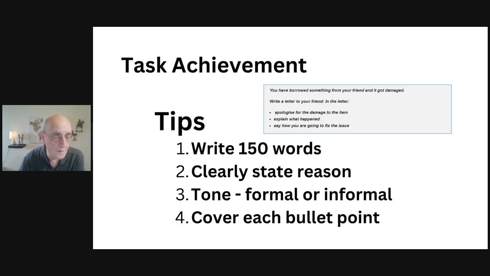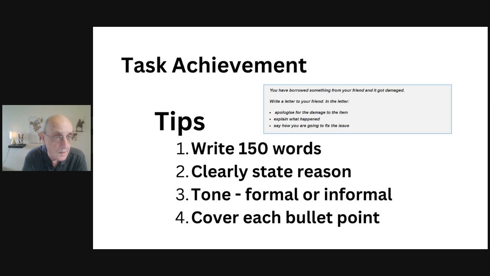So let me give you some tips to make sure that your task achievement requirements are met. First of all, you have to write 150 words and you have 20 minutes to do it. And I would say that out of this 20 minutes, you're going to spend at least 5 minutes planning your letter, and then you're going to spend 15 minutes writing it, because you can write a much better letter in 15 minutes than you can in 20 without doing this planning stage.